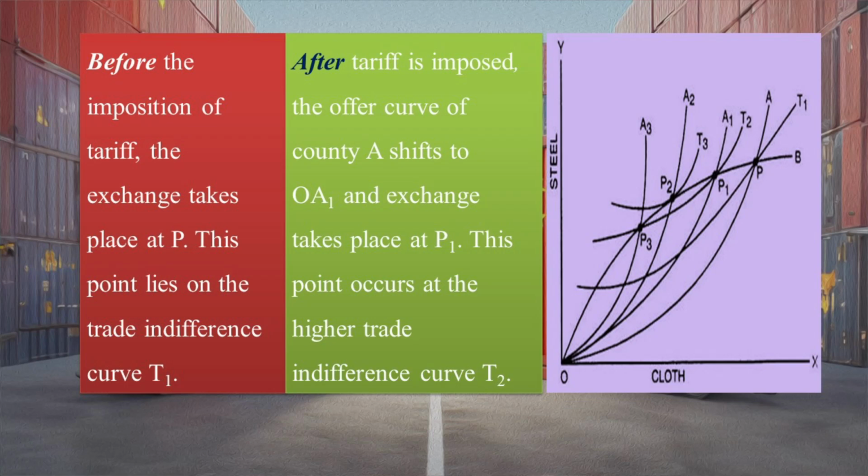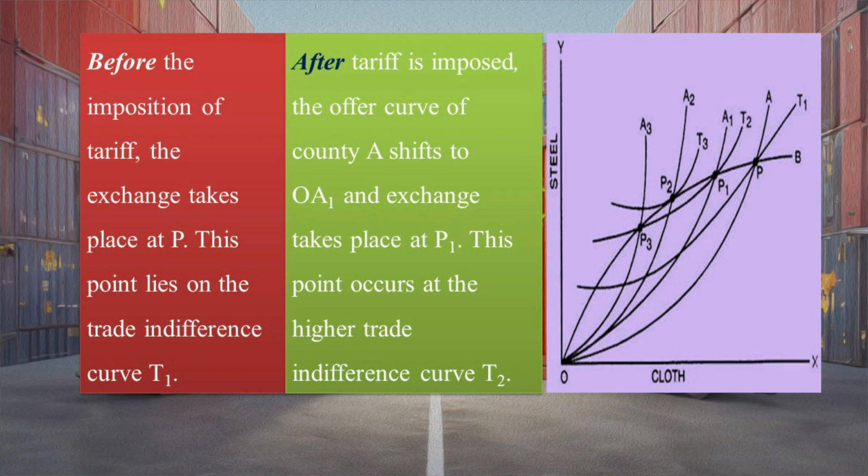Before the imposition of tariff, the exchange takes place at point P. We can see in the diagram that both the offer curves A and B intersect at point P. So before imposition of tariff, the exchange takes place at this particular point P. This point lies on the trade indifference curve T1.